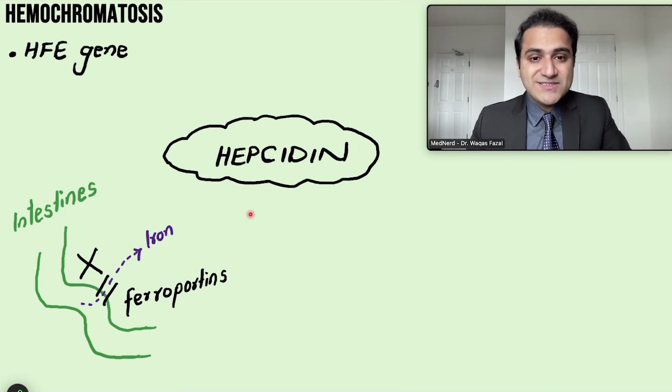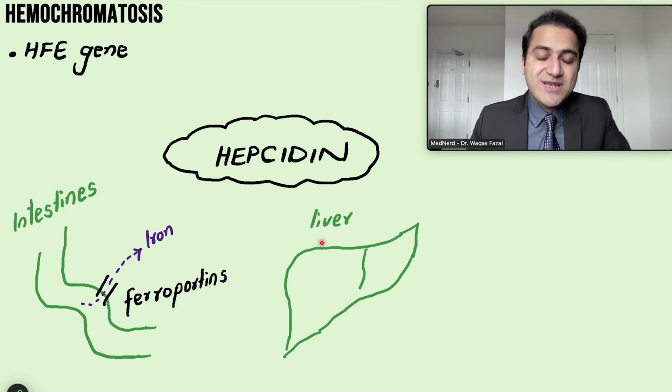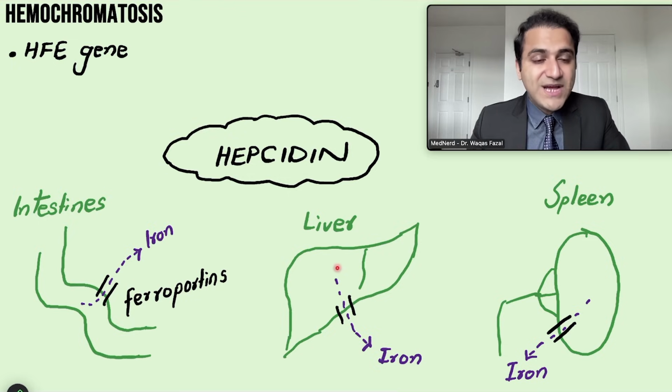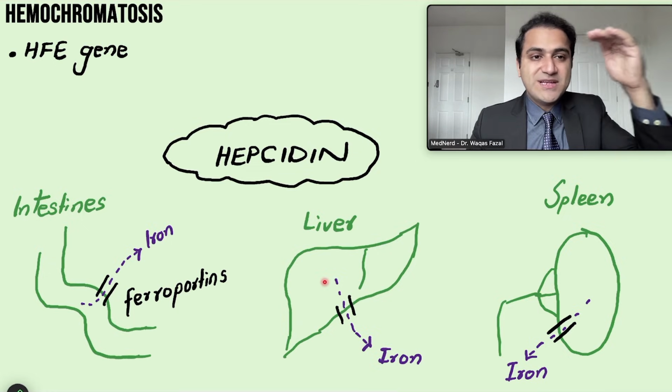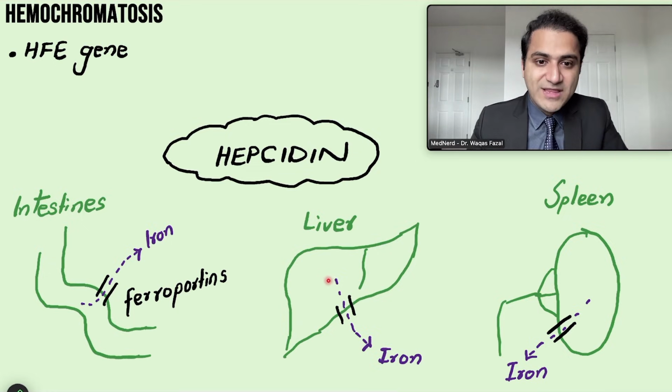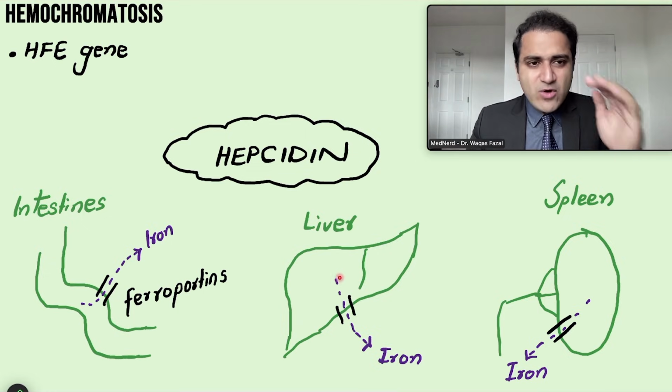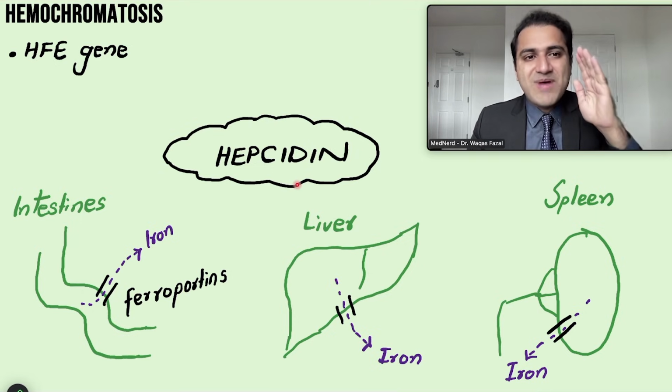The other organs that store iron are the liver and spleen. Hepcidin also regulates the amount of iron that is being released from the liver and spleen into the blood. There are also ferroportin channels present in these organs, and these organs are stores of iron and they release iron into the blood so that there is a certain normal level of iron in the blood. So ferroportins are regulated by hepcidin.